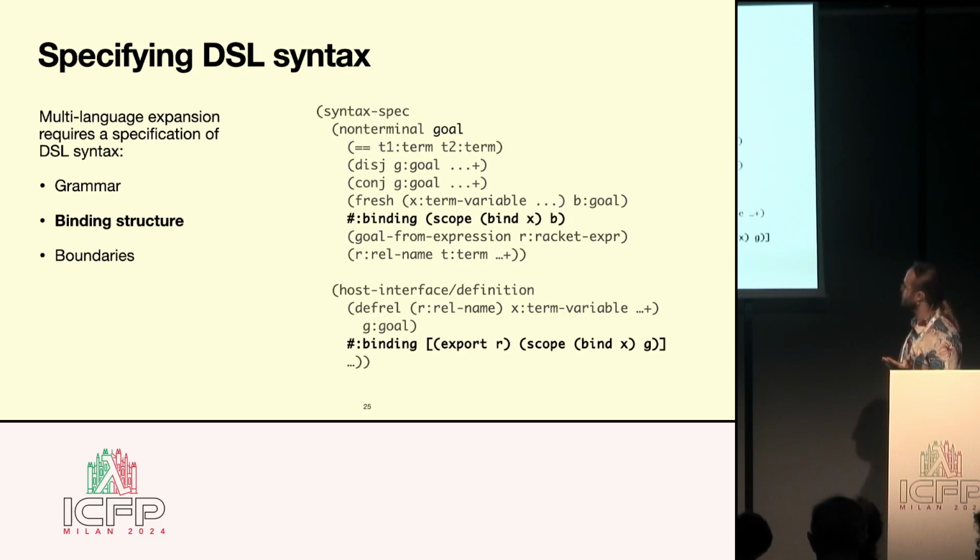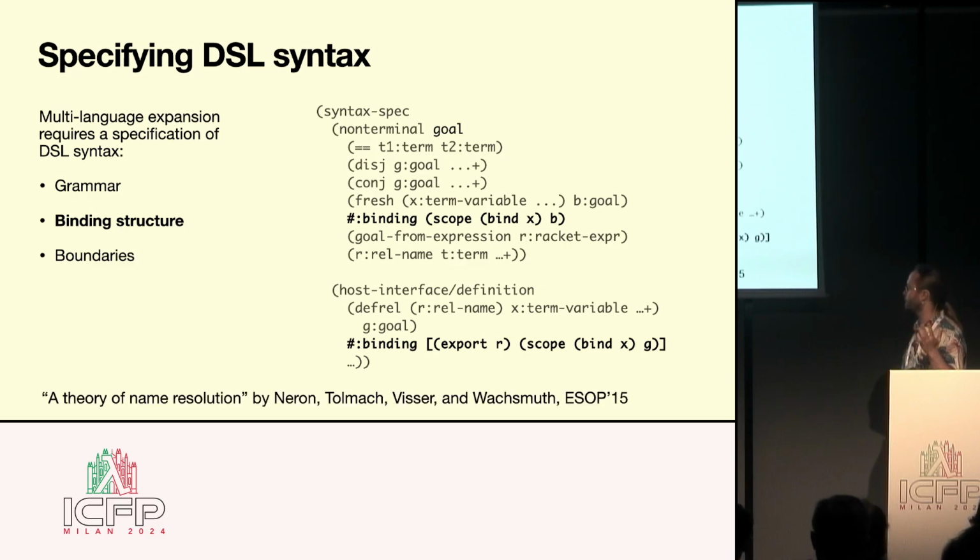The binding structure part: we need the binding structure information in order to do things like implement hygienic macro expansion and make sure that interactions between the DSL and the host that happen through shared variable names are going to be safe. So we're going to specify binding structure. In this case, that existential variable binding form fresh, we're going to specify that it creates a scope, that a name is bound in that scope, that it's visible in the body. And if you're familiar with the scope graph formalism from Visser's group, then you can think of these things as templates for fragments of scope graphs. So that's the binding structure part.